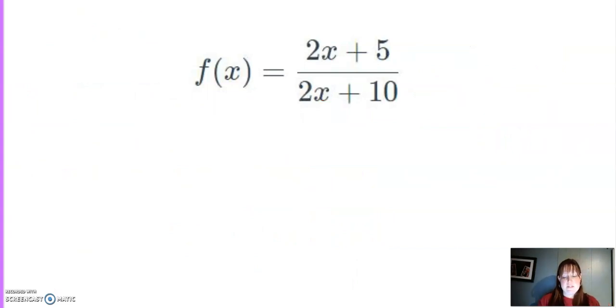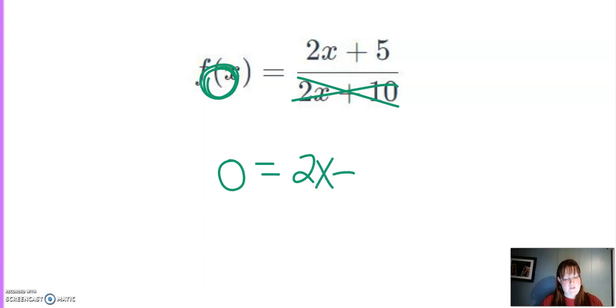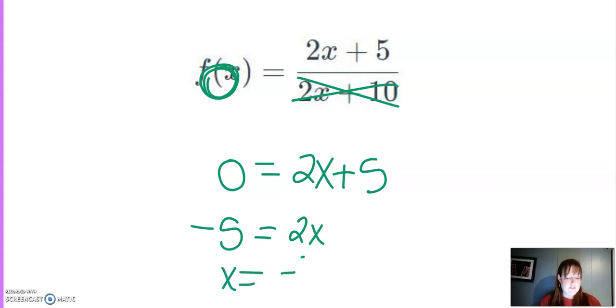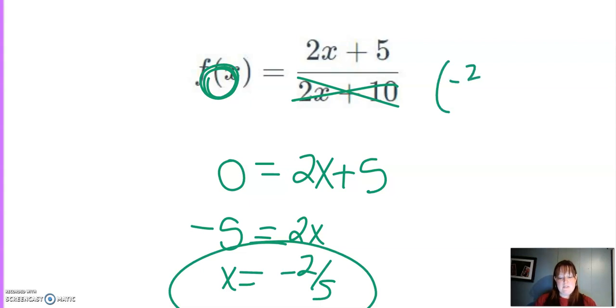We're going to ask ourselves, where is y equal to 0? Well, that's where the numerator is equal to 0. So I have 0 equals 2x plus 5. This doesn't need to factor. I subtract 5 from both sides, and I get -5 equals 2x. So I get x equals -5/2... so I get x equals -2/5. And there we go. My x-intercept is -2/5, 0. That's where it crosses the x-axis.